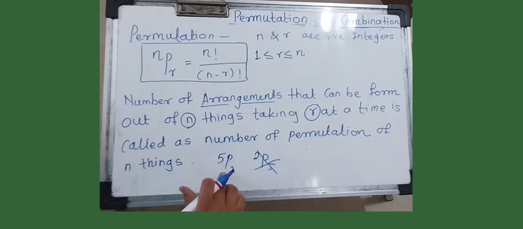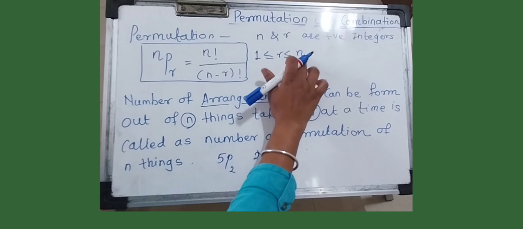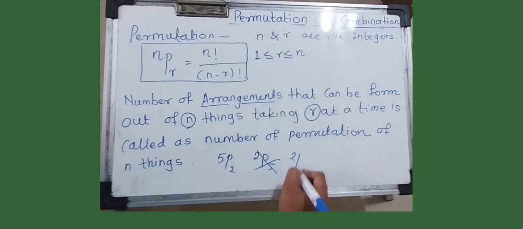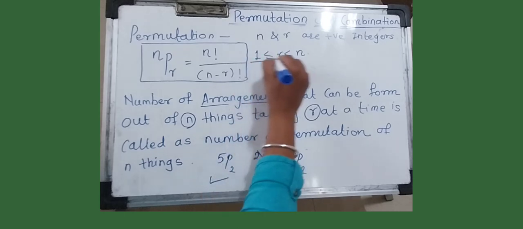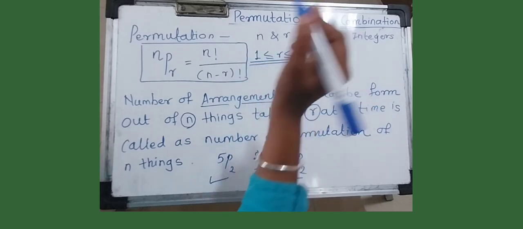So this is the correct permutation. This will not happen because r is always less than or equal to n, maybe equal, like 2P2. We can write like this, but not like this, because r is always less than n. So 5 is bigger than 2. This is right, this is right. Okay, clear? So this condition is very, very useful.